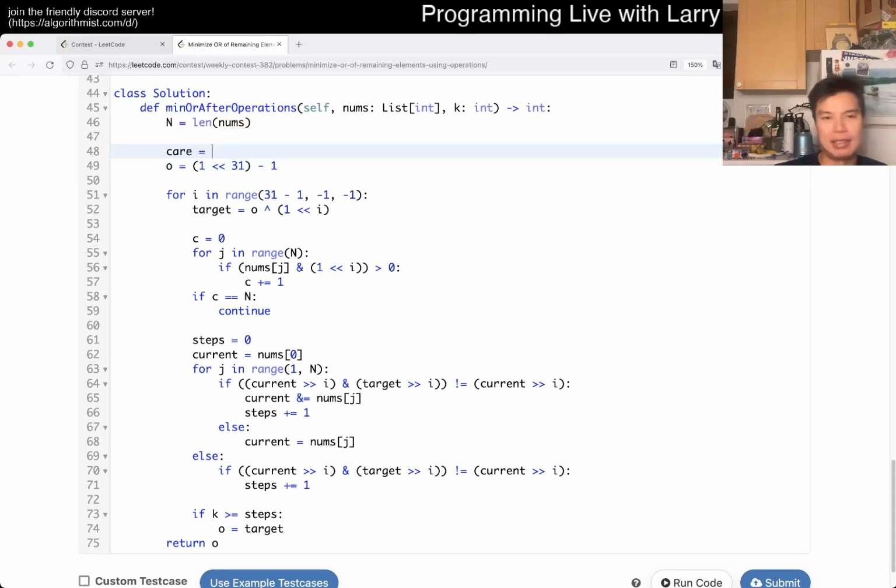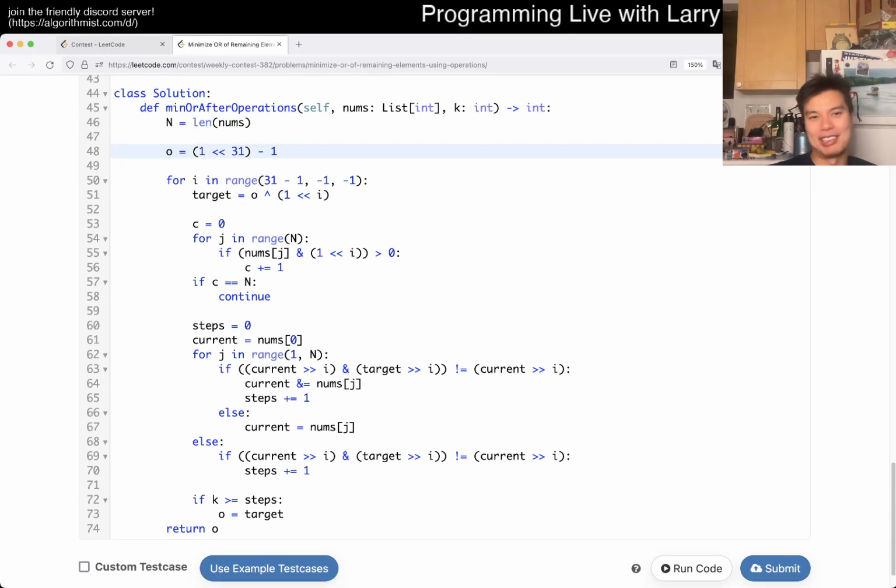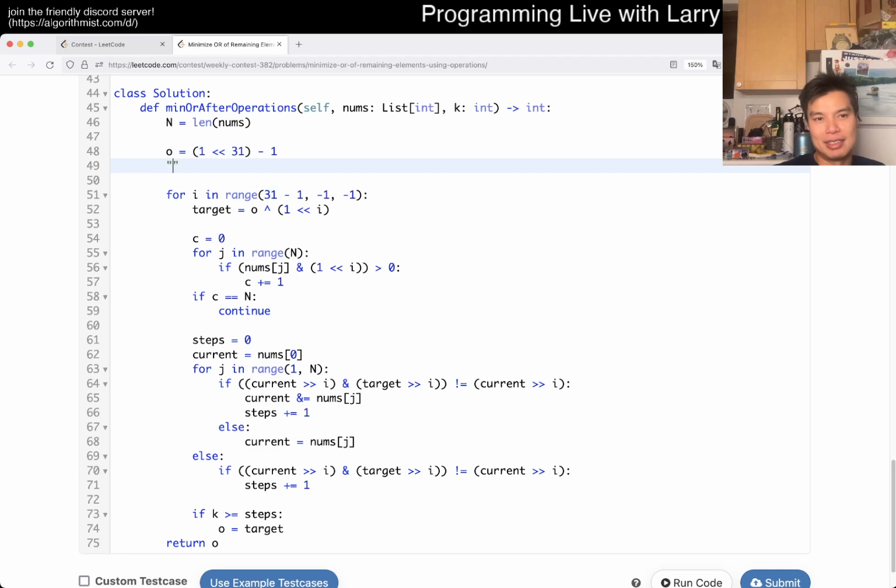Maybe k is equal to 0, right? I'm tired of rewriting it, so maybe I'll just keep it this way. But basically, here it's just all ones, right? That's basically what this tries to do.